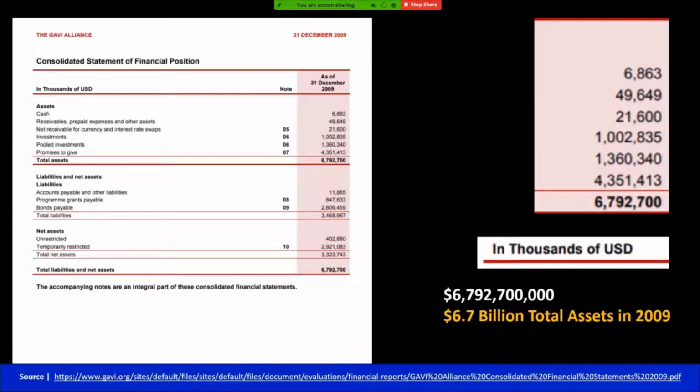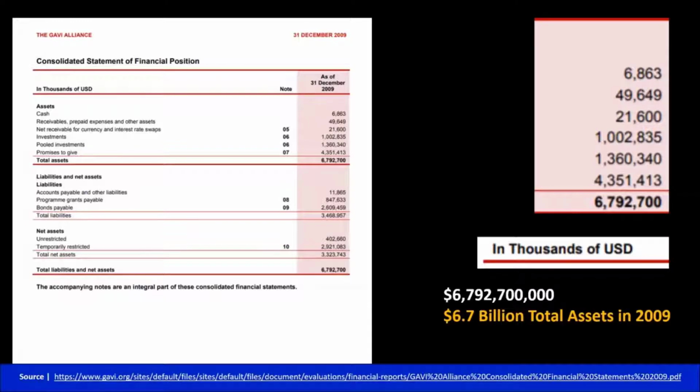We don't put all the zeros. So what you see is 6792700, but if you notice at the top here, it says in thousands of US dollars. You have to add 3 more zeros. A lot of companies do this when they make the annual reports. So it's not $6 million, it's $6.7 billion. So in 2009, they had made in their total assets $6.7 billion.